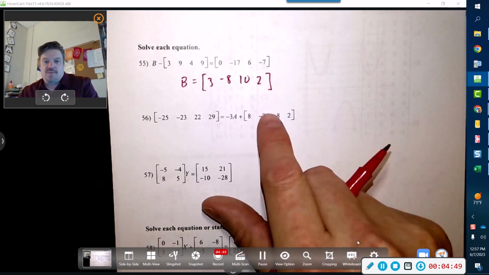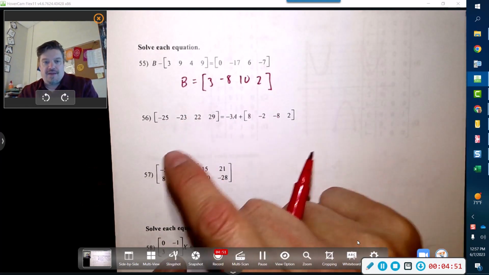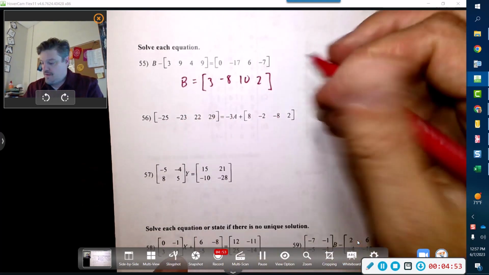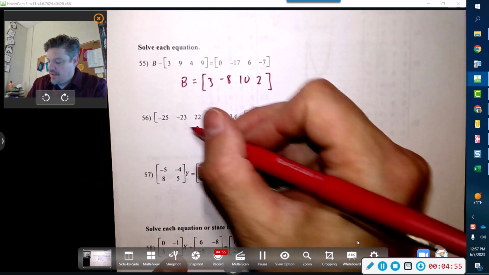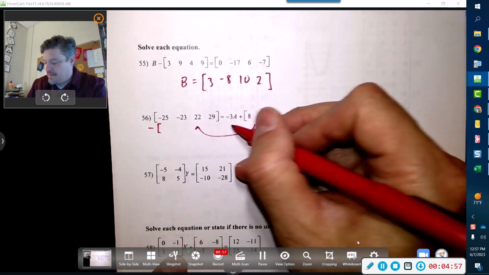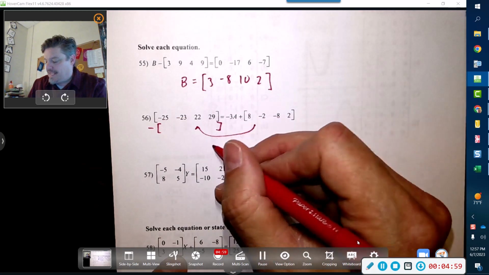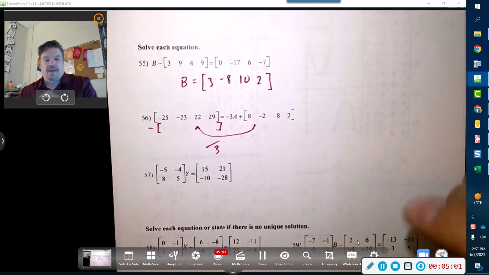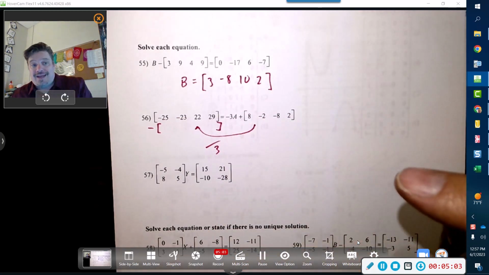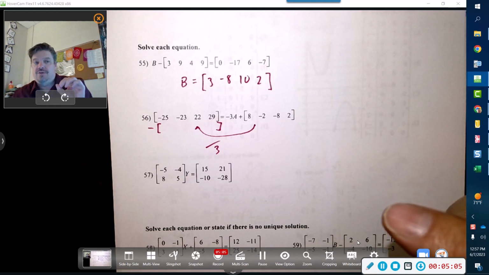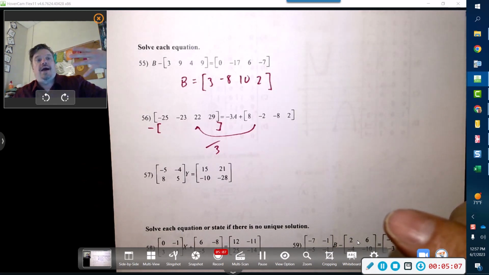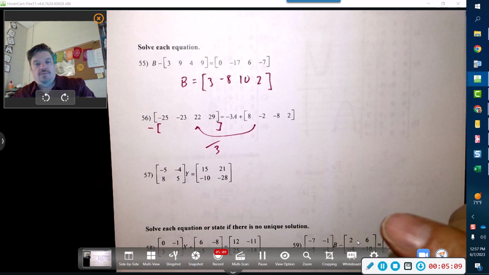Now we'll swing all these guys over here and divide by 3. So these guys will all become subtracted, and then we would take each one of those and divide by 3. Now you can divide a matrix by a scalar of 3, but you cannot divide by a matrix. But you can divide by a scalar, which is like a factor of 3.